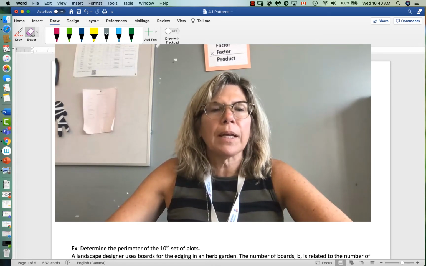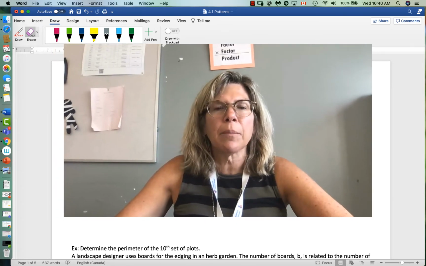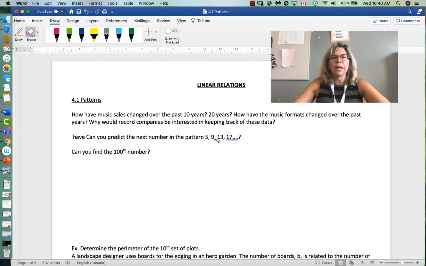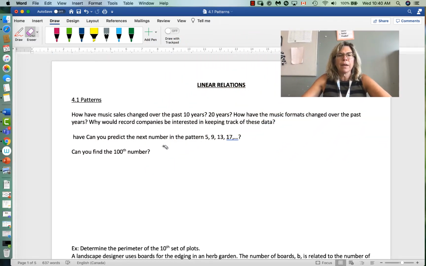And the next one, can you predict the next number in the pattern 5, 9, 13, 17? And then can you find the 100th number? So all the things we were doing in chapter 7 sort of leads us to this, and these actually will be much simpler sequences than what we were seeing before. But I will start here and make a table of values, which is how I like to do it. 5, 9, 13, 17.